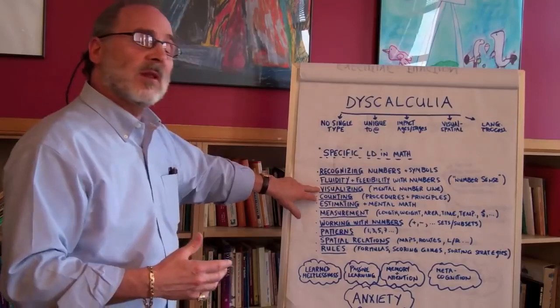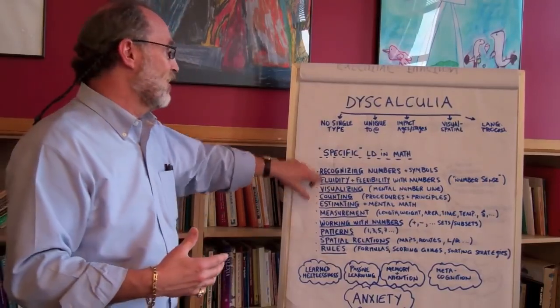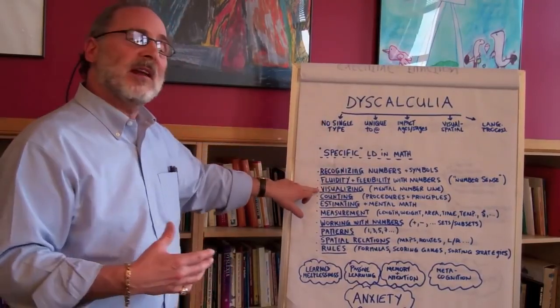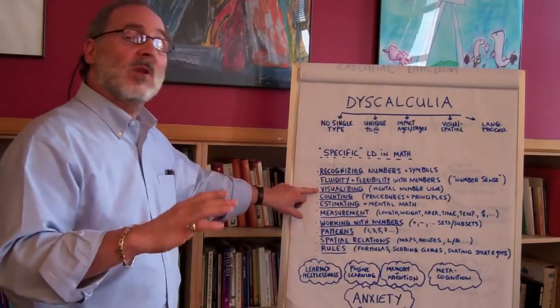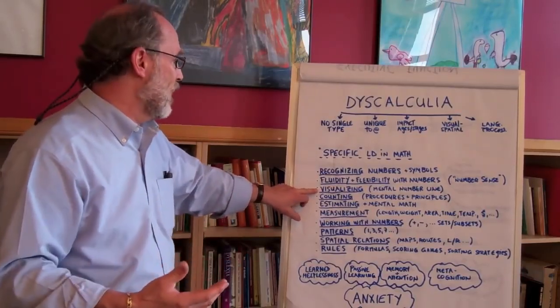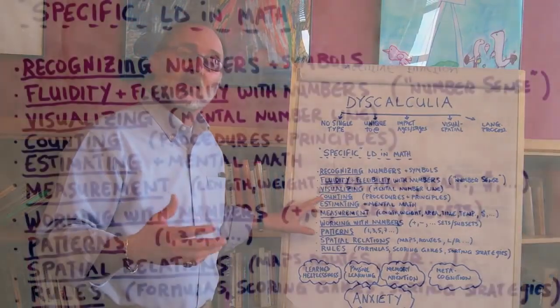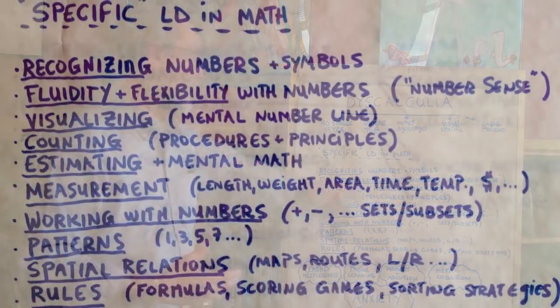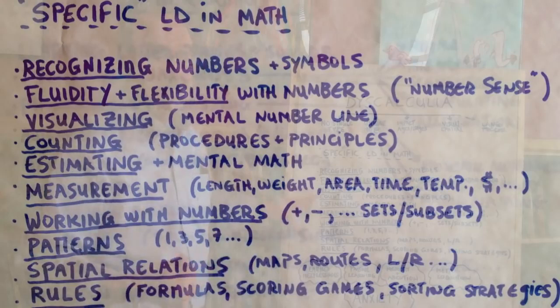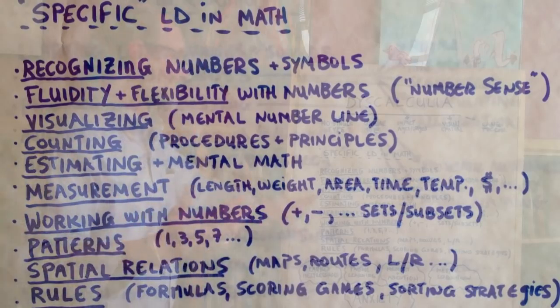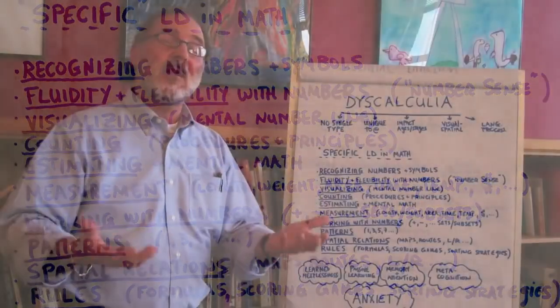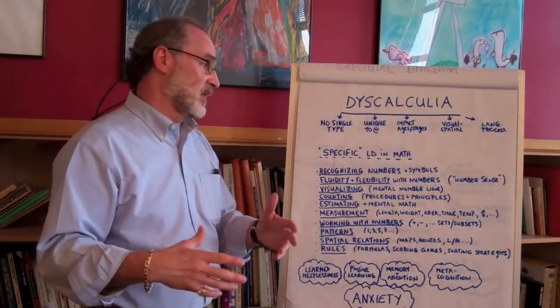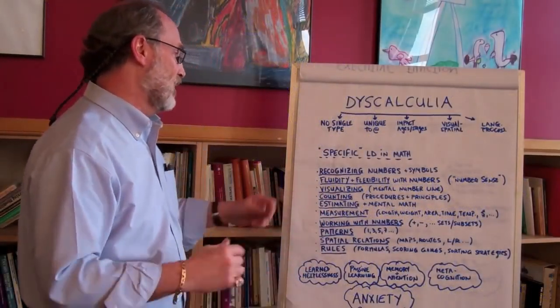And children with learning disabilities in math, those with dyscalculia, often have difficulties visualizing what that mental number line looks like and how it works. Counting is something that these children also struggle with. Not just in the counting of numbers, the 1, the 2, 3, 4, and 5, but the procedures involved with counting and the principles that underlie how it is that math happens and counting happens.